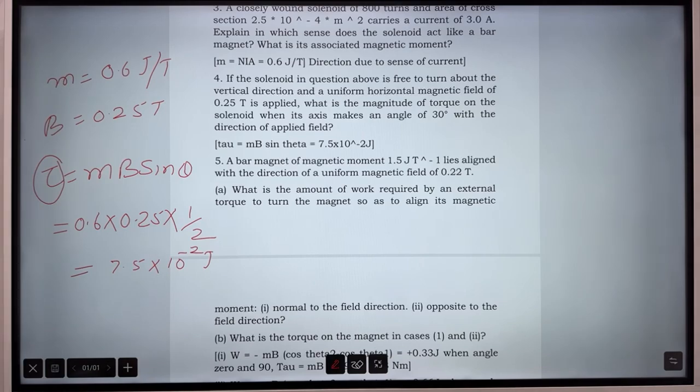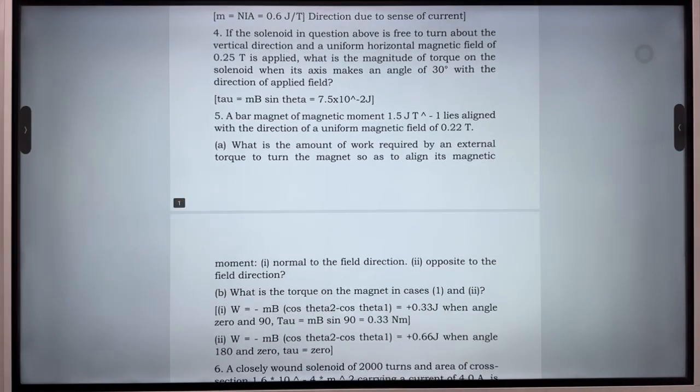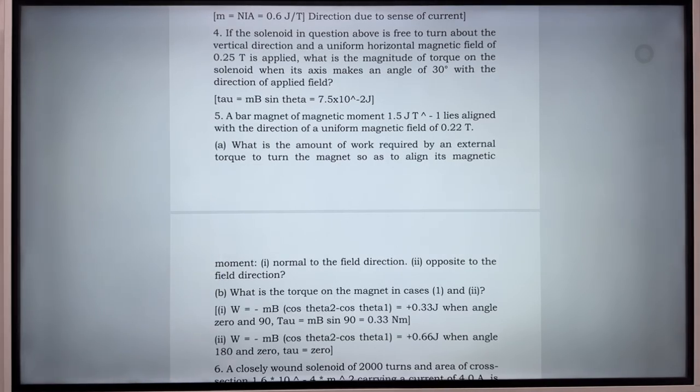Now, there is another question. Question says, a bar magnet of magnetic moment 1.5 joule per Tesla lies aligned with the direction of a uniform magnetic field of 0.22 Tesla. It's simple. Now, what is the amount of work required by an external torque to turn the magnet so as to align its magnetic moment normal to the field, means it is to be rotated through 90 degree, and then opposite to the field direction, through 180 degree, right?